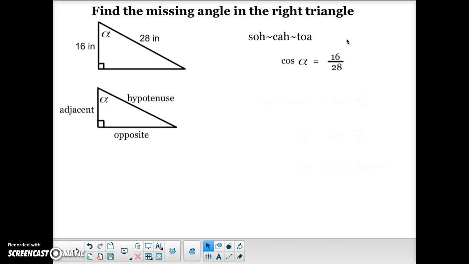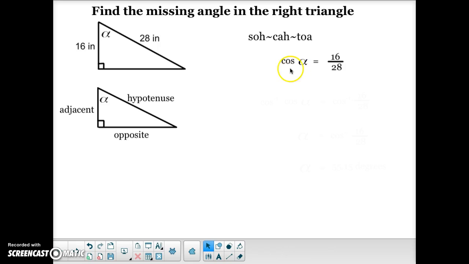Now in math, if I want to undo addition, I subtract. If I want to undo multiplication, I divide. If I want to undo squaring something, I take the square root of that same number. If I want to undo finding the cosine of a number, I'm going to take the cosine inverse of that same thing. I want to solve for alpha in this problem.